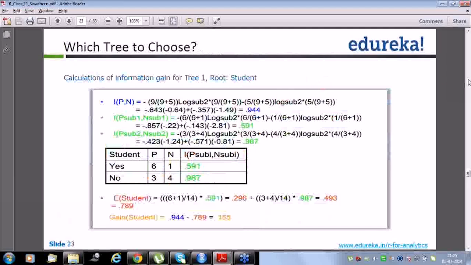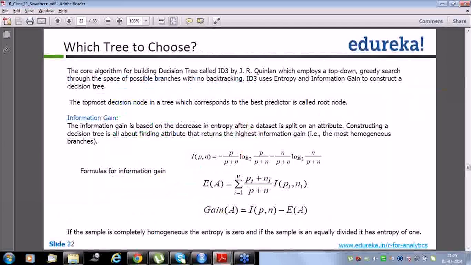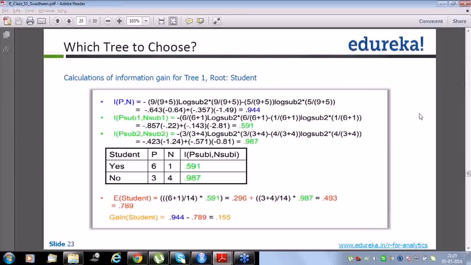What is the formula to calculate the entropy? This is the formula. We are doing the same thing here. 6 plus 1 upon total 14 multiplied by 0.591 in this case, plus 3 plus 4 divided by 14, this total was 14, into 0.987. That will give us 0.789.